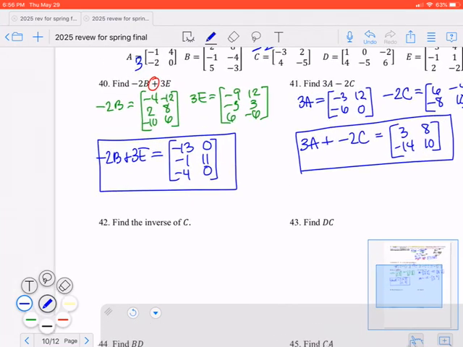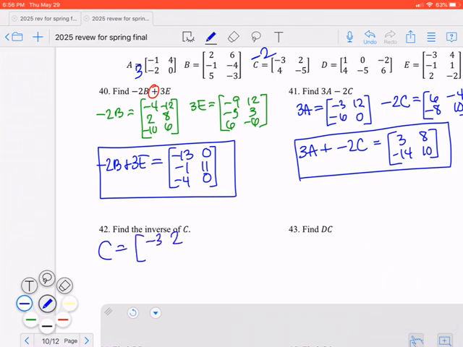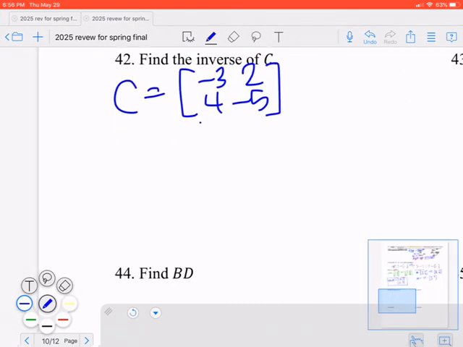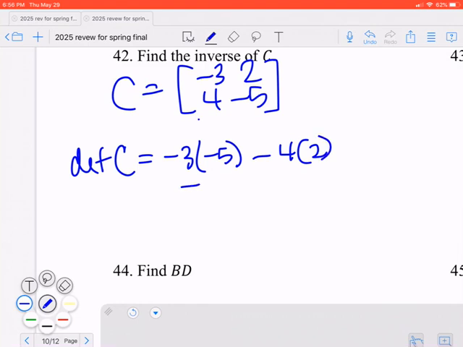Find the inverse of C. So I'm going to copy C down real quick so I can zoom in. 4, negative 5. All right, first we find the determinant of C, which would be negative 3 times negative 5 minus 4 times 2. That would be positive 15 minus 8 is 7.